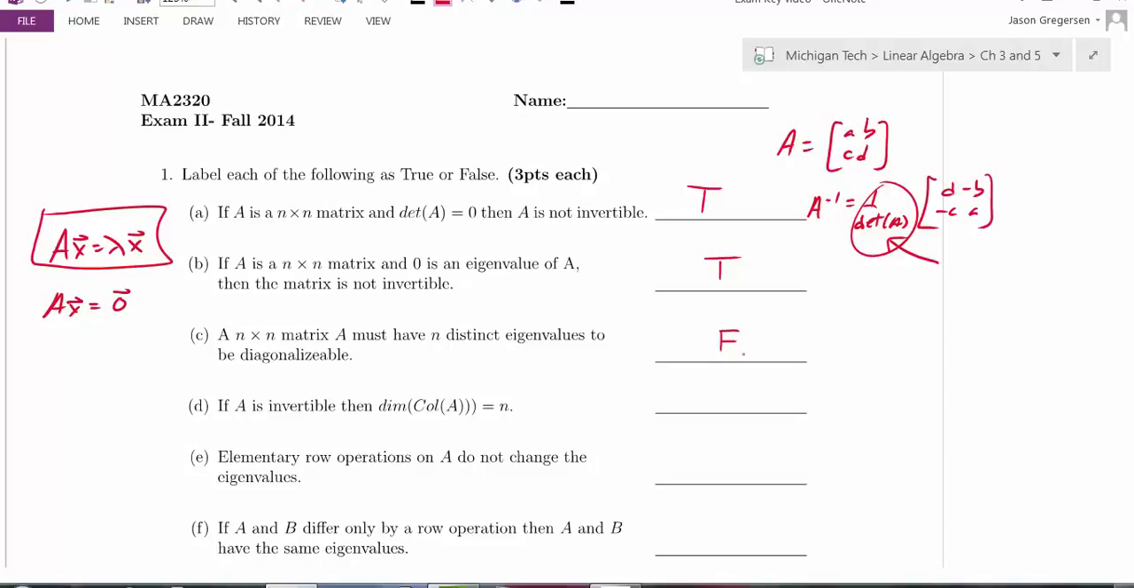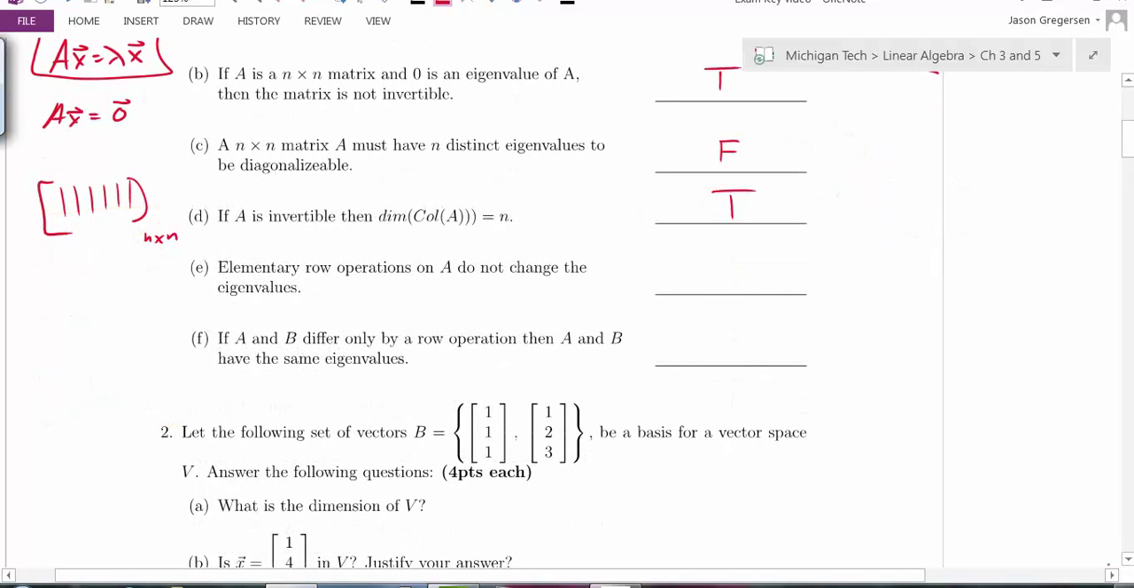D, if A is invertible, then the dimension of the column space of A is equal to n. So in this case, we're talking about an n by n matrix. And for this to be invertible, we'd have to have n linearly independent columns. But if they're linearly independent columns, then all n of them would form a basis for the column space. Therefore, the dimension of the column space would be n. So this one is true.